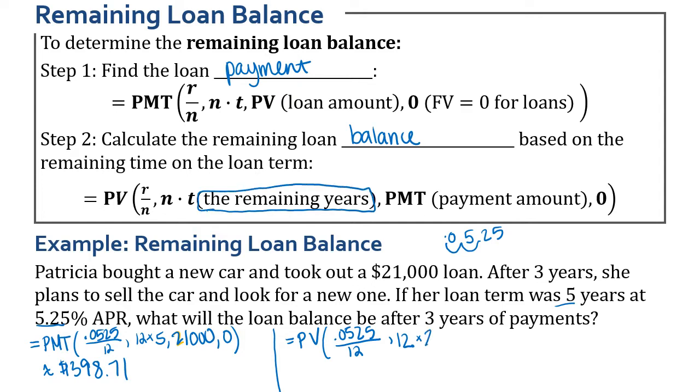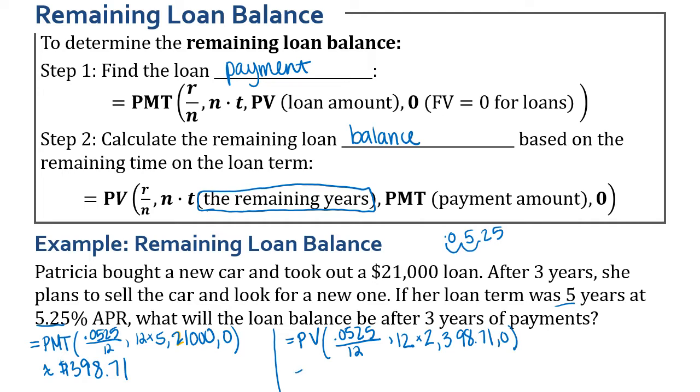So we have 2 years left. After 3 years of payments, there's 2 years that will be left on the loan. So I'm trying to figure out for those last 2 years, what will I owe? And then our payment value is $398.71. And then again, we type in 0.